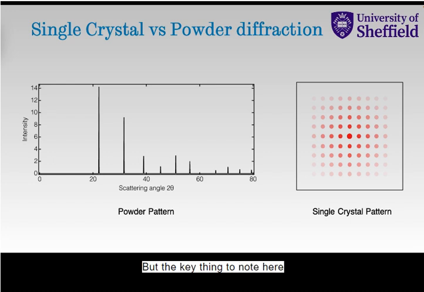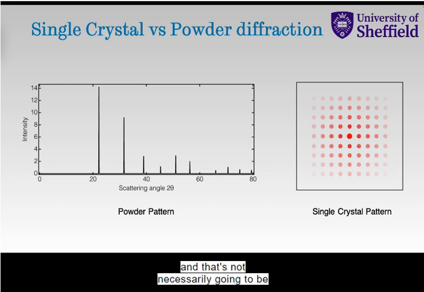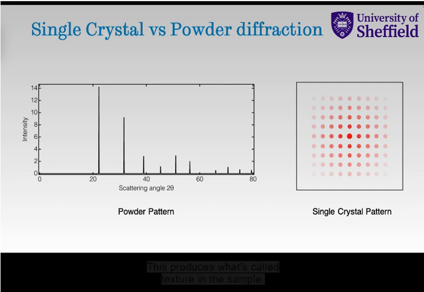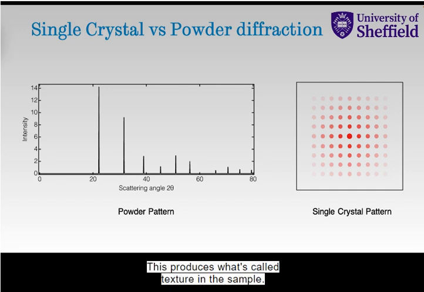But the key thing to note here is that we've made the assumption that my material has crystals in all orientations. And that's not necessarily going to be true for a real sample. A crystallographic powder means that I have crystals in all orientations. But very often when I have a real sample, it might be that I have crystals in certain orientations, certain preferred orientations as it's called. And this produces what's called texture in the sample.